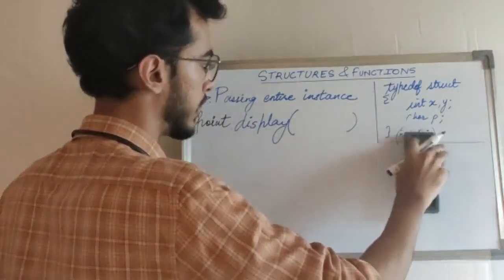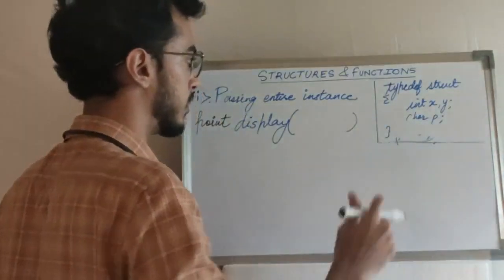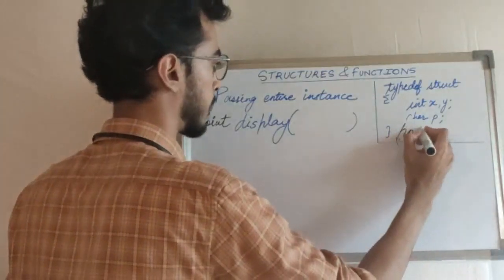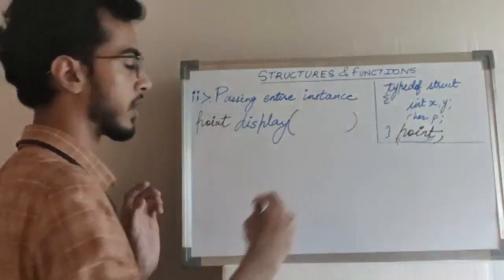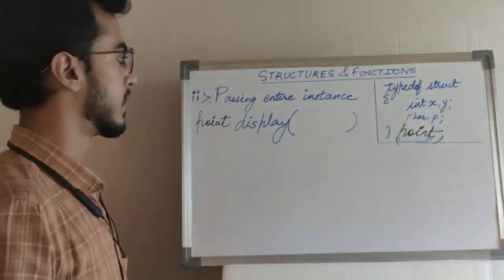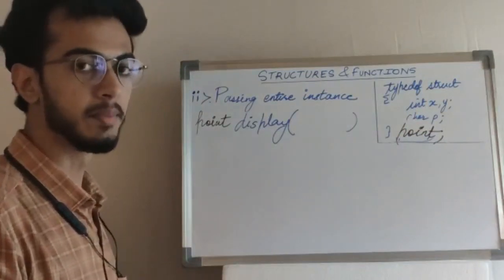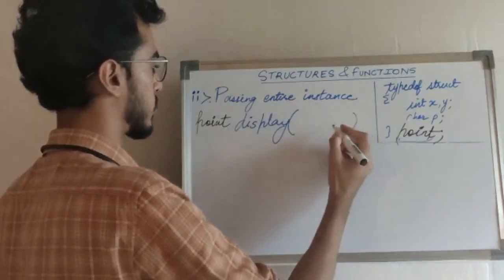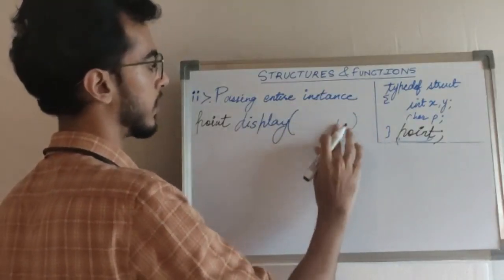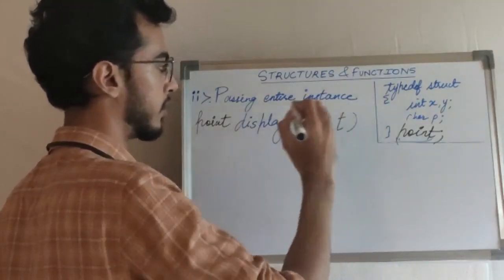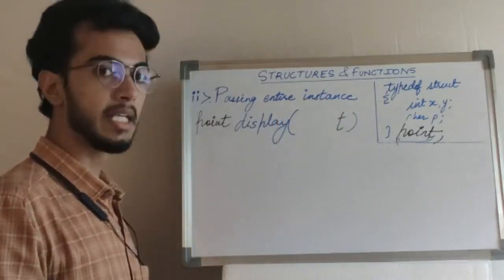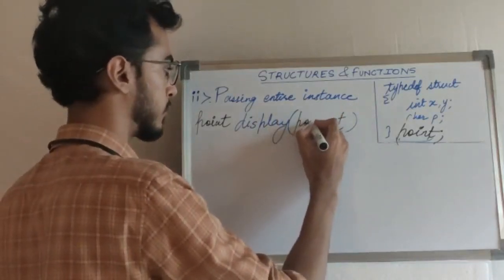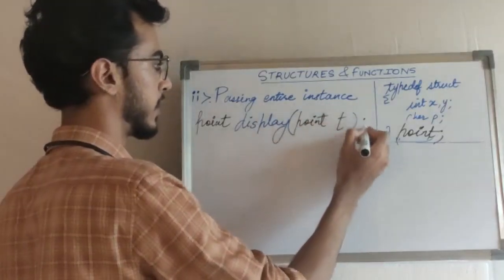So if I have to write it clearly, this should be point. And this display function will accept one instance. So that could be, let's call it P, or let's call it T. And the type of T is again point.